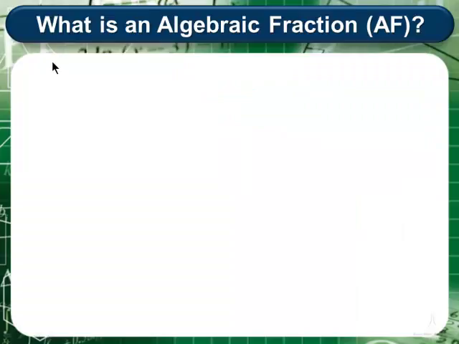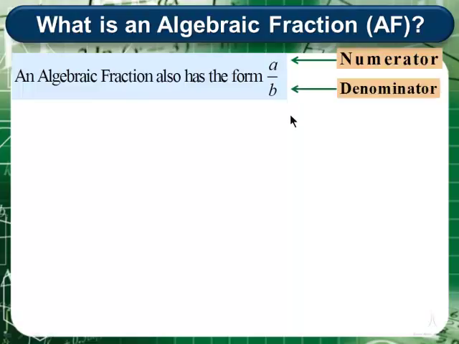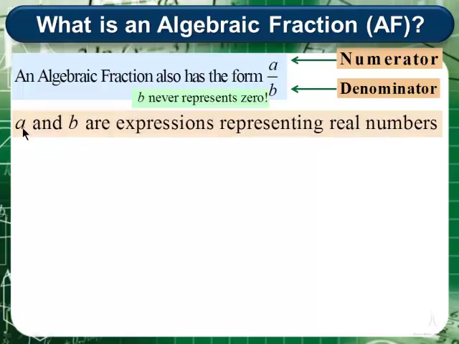We will now focus on the central concept of this video, namely an algebraic fraction, denoted by AF. An algebraic fraction also has the format a divided by b as indicated, where a is called the numerator and b the denominator of such an algebraic fraction. In this case, however, the a and the b are expressions representing real numbers, also referred to as variables or unknowns. And recall that the denominator may never be 0, so b in this case never represents the number 0. Let's have a look at some examples.